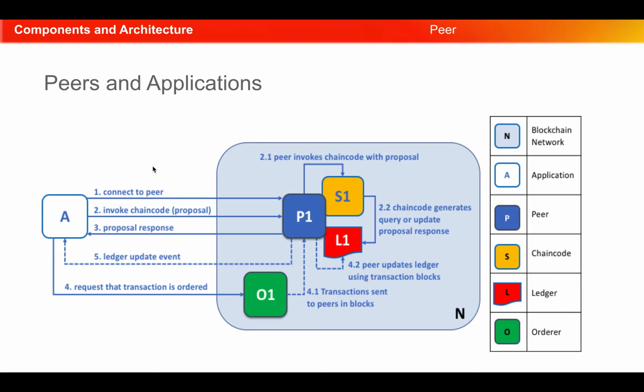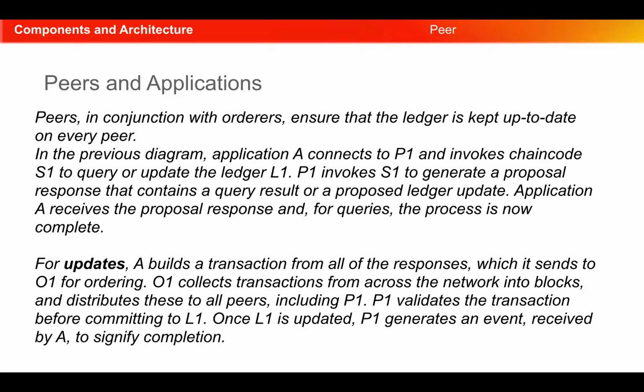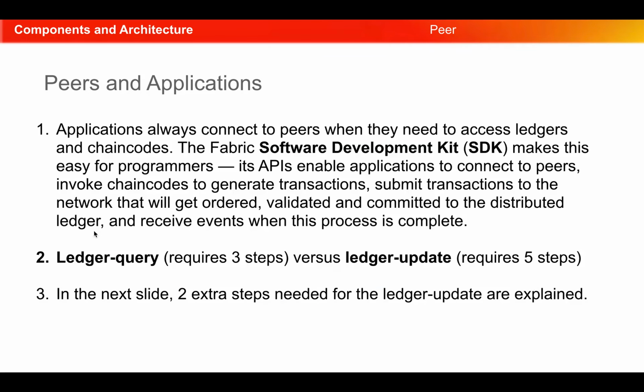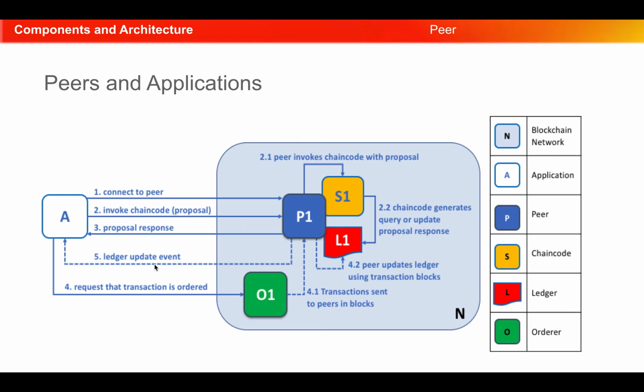Now, as we have seen before in the previous slide, you have two types: one is ledger query and the other is ledger update. Let me explain what we mean by ledger query and ledger update. As we have seen, ledger query is a three-step process and ledger update is a five-step process.